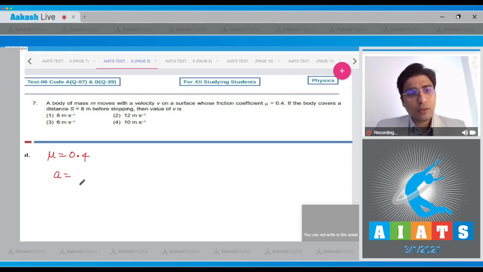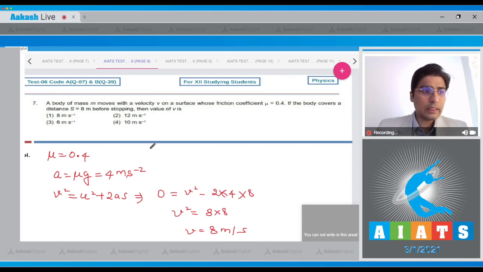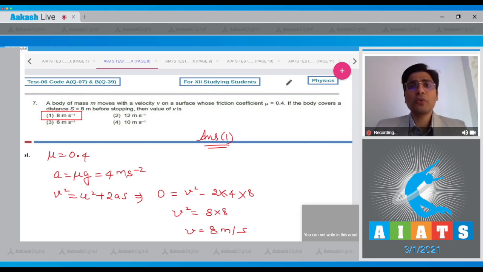Dear students, here the retardation will be equal to mu g, that will be 4 meter per second square. Now from the equation of motion, that is v square is equal to u square plus 2as, we can put v to be equal to 0. So this will be u, that is given to be equal to v here only. So v square equals 2 into 4 into s, that is 8. So v square will turn out to be equal to 8 into 8, or v will be equal to 8 meter per second. And hence for this question the correct answer is option number 1.